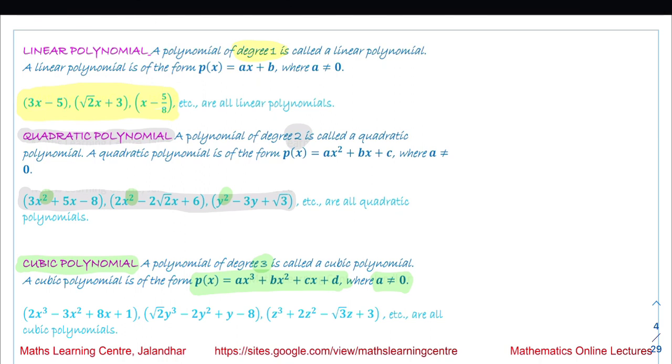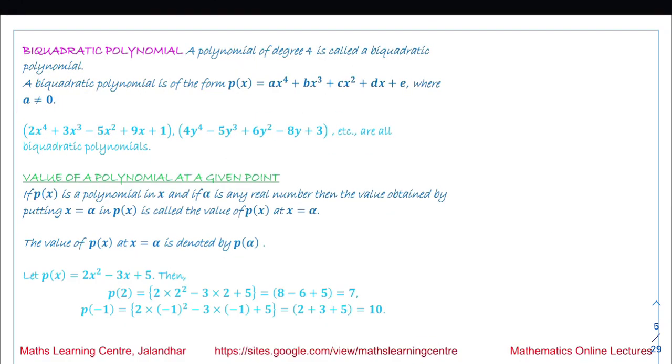Examples are given over here. These all are examples of cubic polynomials. In all these cases, the highest power of the variable is 3. In the first we have variable x, in the second case variable y, and in the third variable z. The highest power of the variable in all these three cases is 3. So these are cubic polynomials.